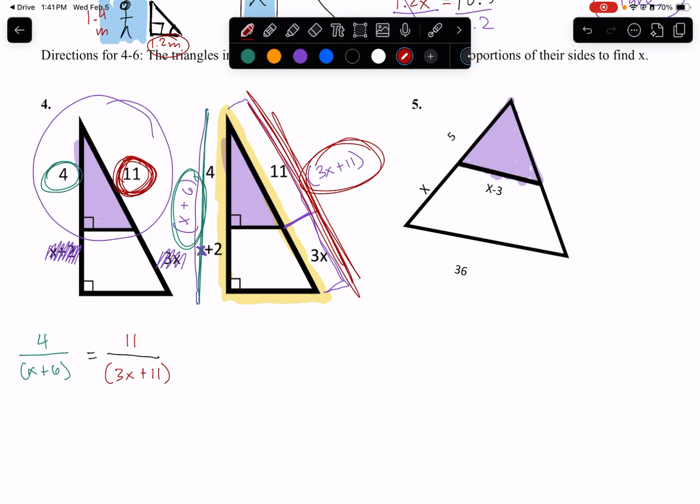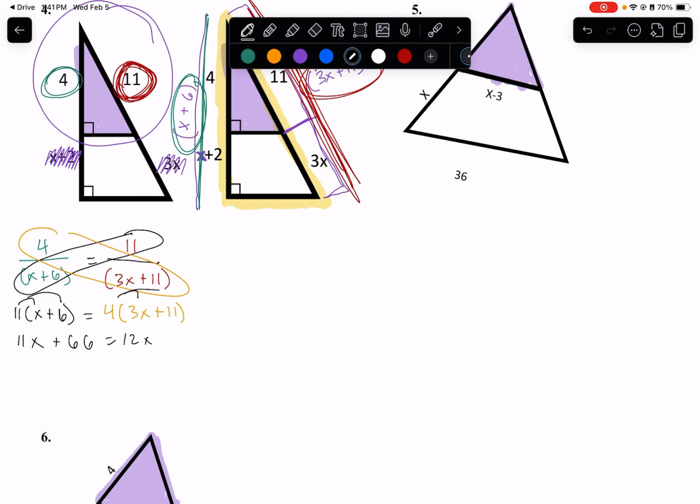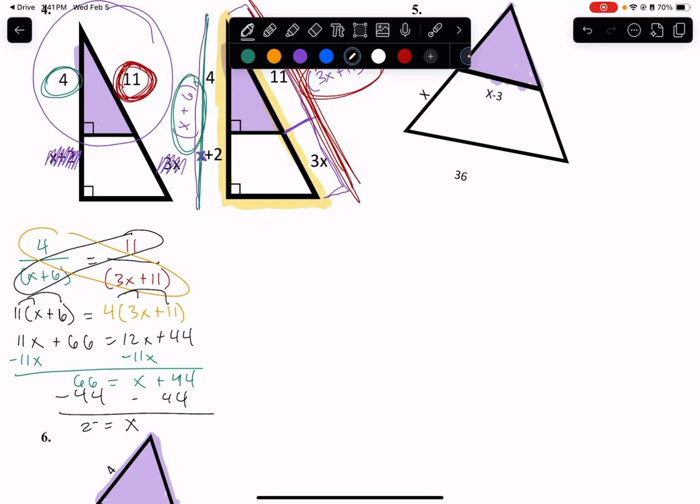Now I have a proportion, and all I need to do is cross multiply. So I'm going to have 11 times x plus 6 equals 4 times 3x plus 11. I'm going to distribute: 11x, 66, distribute again, 12x, and 44. I'm then going to subtract 11x from both sides and get 66 equals x plus 44. Then subtract 44 from both sides and get that x is 22.